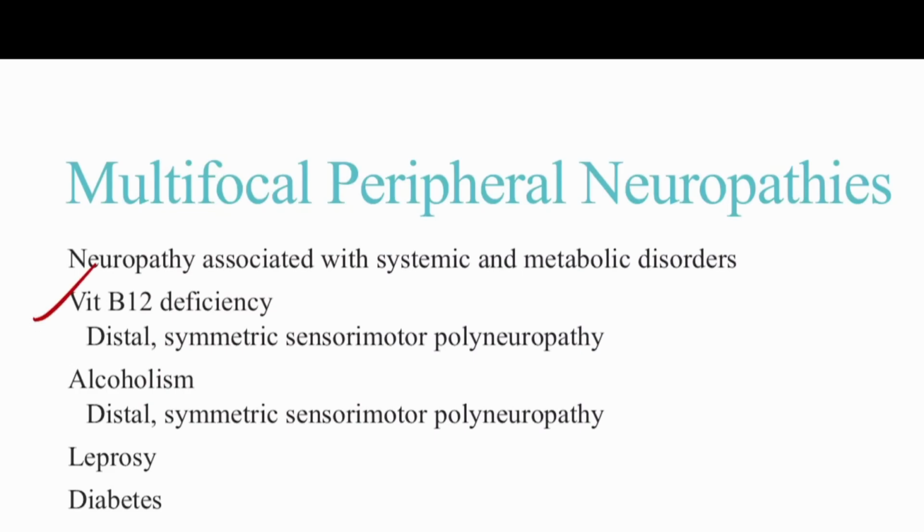Vitamin B12 deficiency is a big one: distal symmetric sensory motor polyneuropathy from vitamin B12 deficiency. Alcoholism, again, distal symmetric sensory motor polyneuropathy. Leprosy, again, a sensory problem, and your diabetes. They get stocking glove neuropathy, feet and hands. Multifocal because multiple nerves are now involved.